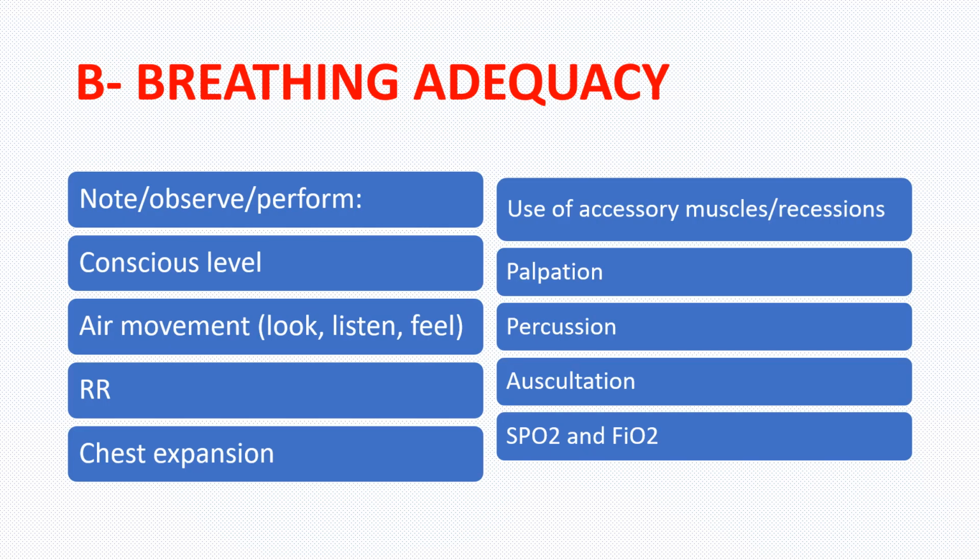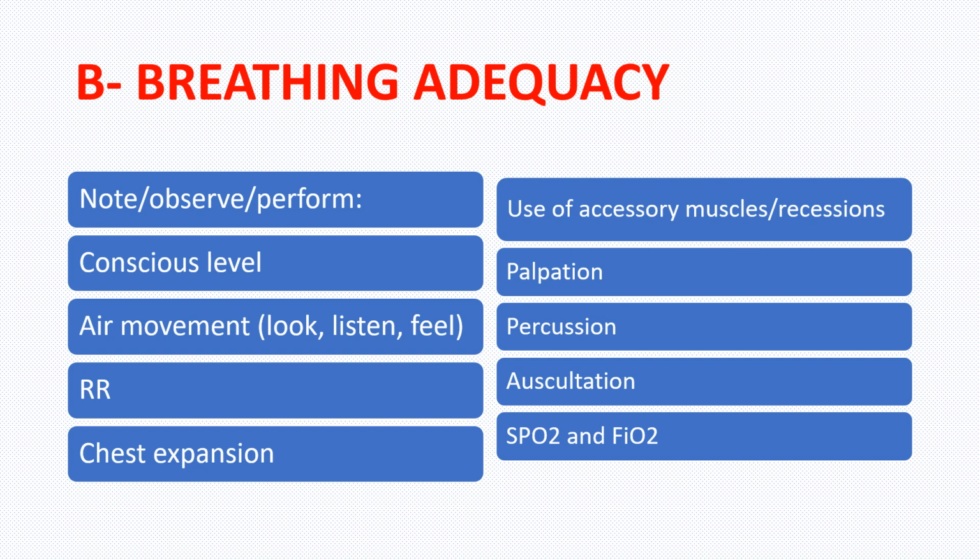B is for breathing. At B again, we assess the conscious level by the use of the AVPU scale. We assess for air movement through look, listen, and feel. Assess for respiratory rate according to the age of the child. Assess for chest expansion, use of accessory muscles. Assess for chest recessions. For example, sternal recessions, intercostal recessions, and subcostal recessions, and sometimes the child might present with tracheal tugging. Use techniques such as palpation, percussion, and auscultation to assess the chest.